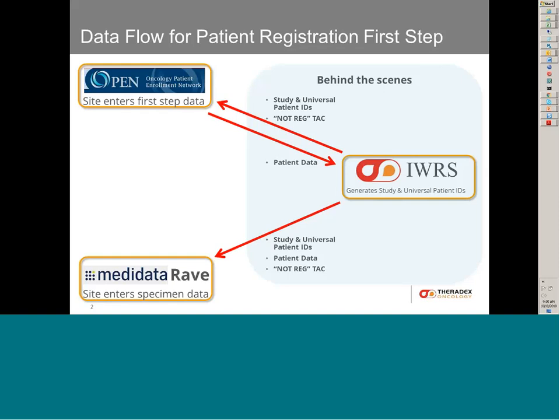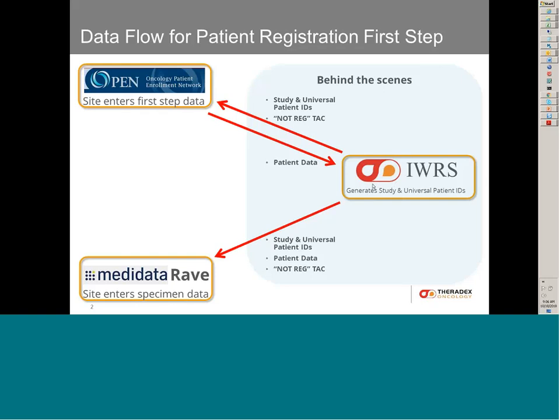The data flows over to IWRS, which is a Theradex-based system, and it generates IDs. Those IDs, in this case, there's a treatment study ID and there's a universal patient ID. Those are both important for the specimen tracking system. They get sent back to open along with a treatment assignment code of not registered. So we're just at the first step. So the patient hasn't been determined as eligible.